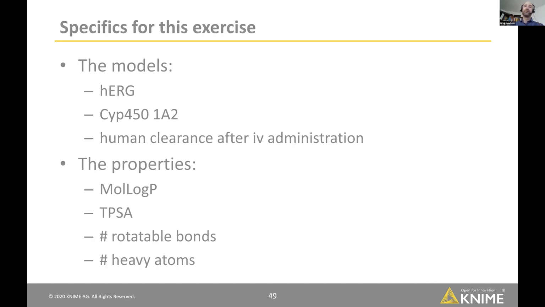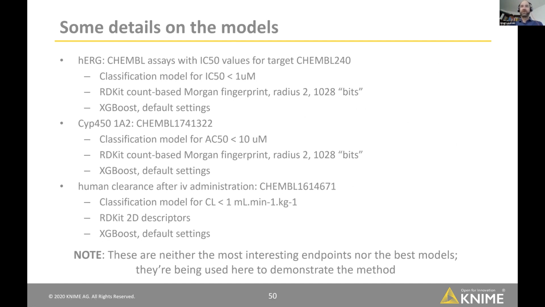Specifically, what we're going to do in this exercise, the three models are one for HERG, one for a CYP, so for 1A2, and one for human clearance after IV administration. The properties that we're going to use are log-P, TPSA, rotatable bonds, and heavy atoms. More specifics for if you really care.